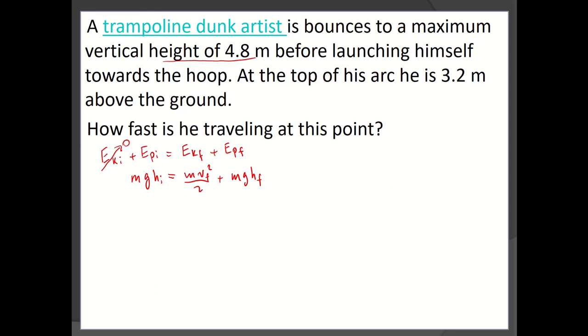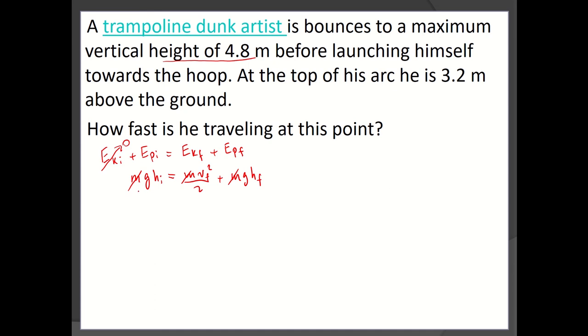Now, if you notice, in each of the terms here, we have the mass. Because the mass is not going to change, and notice that it's not even given in the question, because the mass is going to be constant, we actually get rid of it. We can factor it out from each of the terms, and then they end up canceling away.